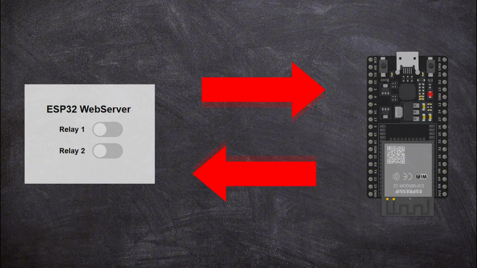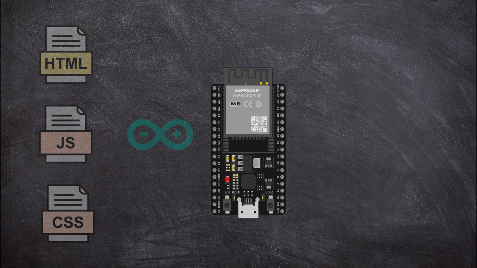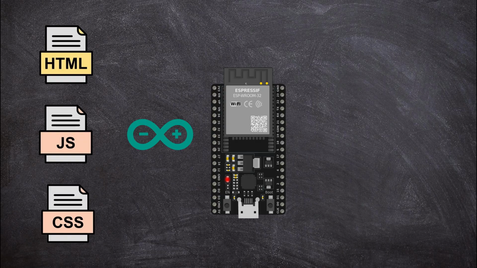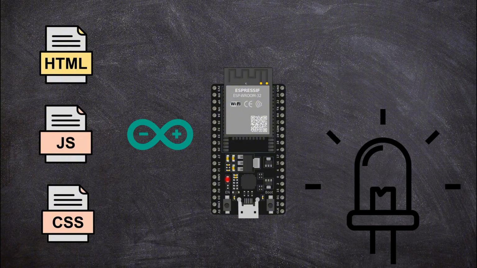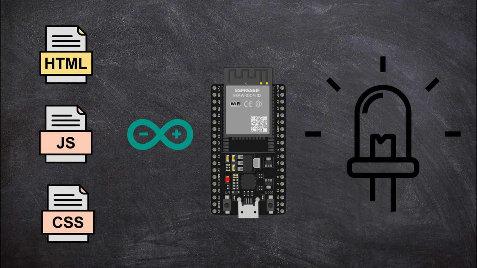The firmware will be divided into 2 parts. The first part is the web server, which includes HTML, CSS, and JavaScript files saved on the memory of ESP32. The second part is the program on the ESP32 to control the relay.